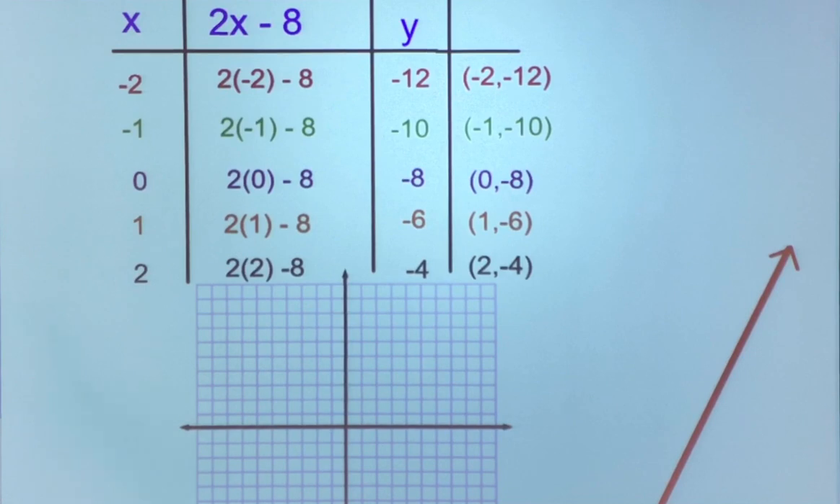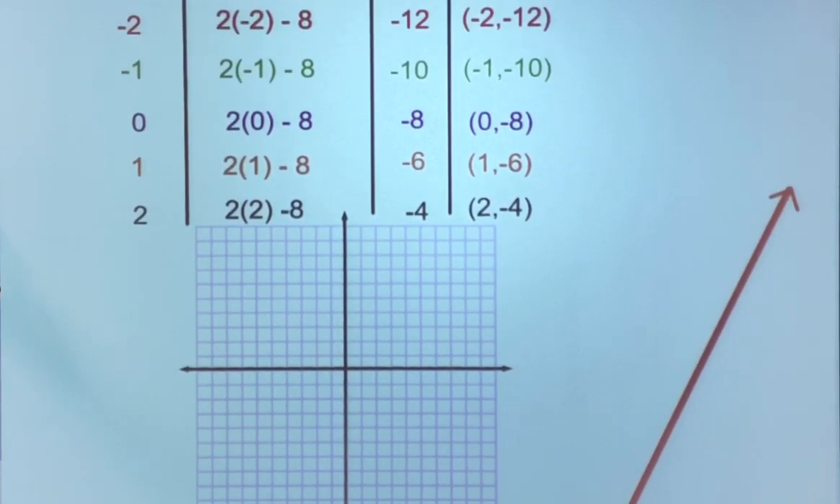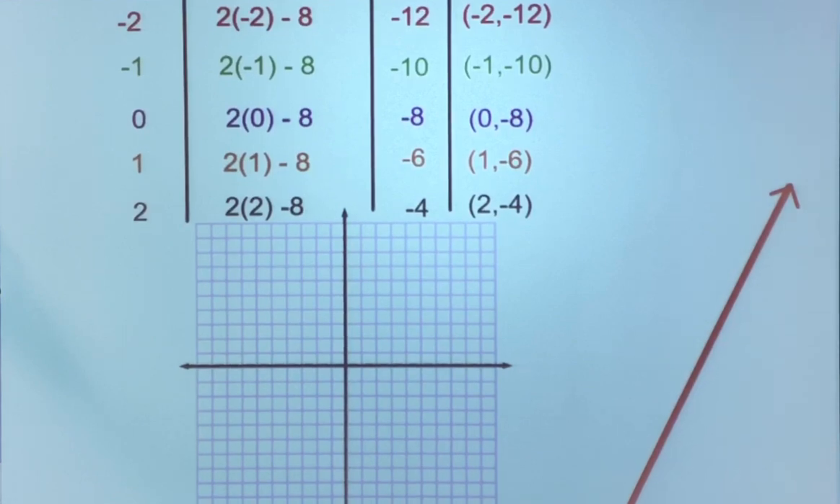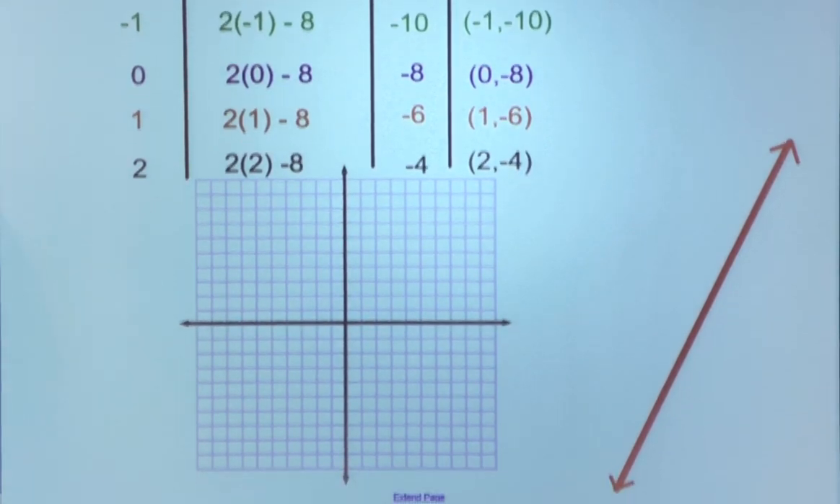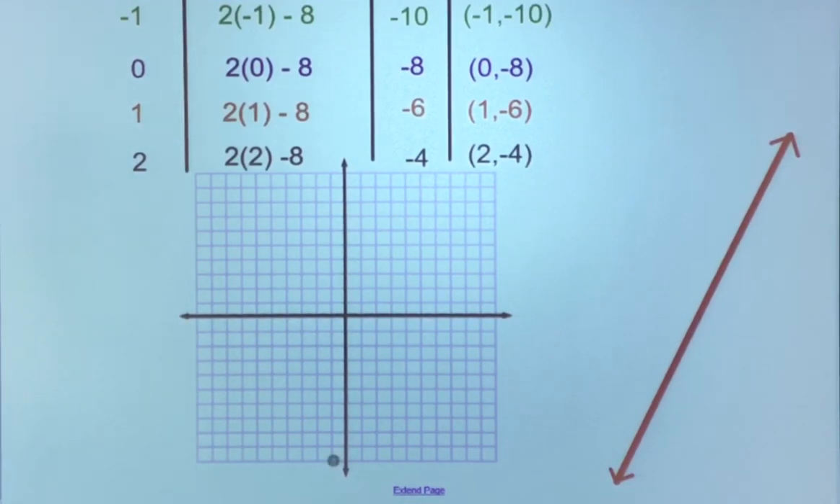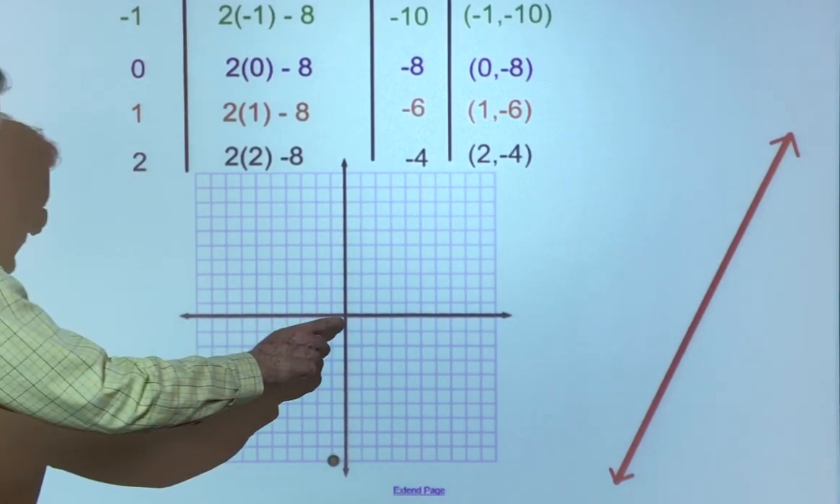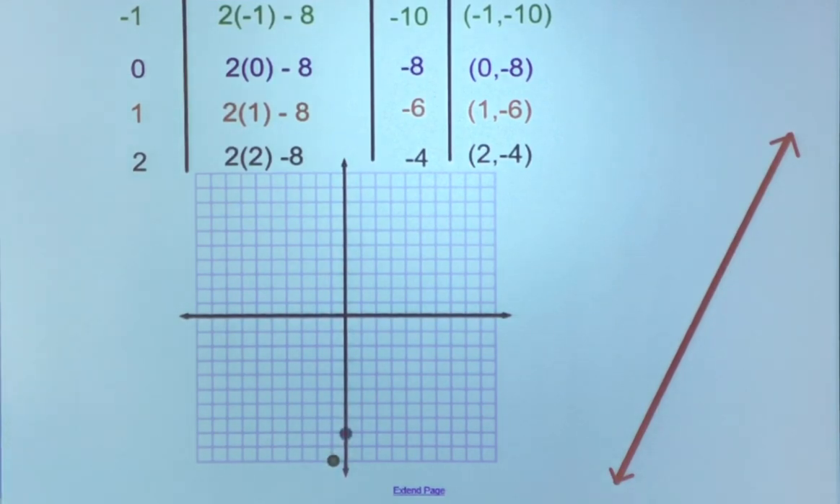Now we can take those ordered pairs and plot them on our coordinate plane. This is a 10 by 10 coordinate plane, so the negative 2, negative 12 will not fit. But the next one will, negative 1, negative 10 will fit on here. So it's negative 1, then negative 10, and there's our first point. Our next point was 0, negative 8. Well, 0, negative 8 don't go back or forth at all. Just go down to negative 8, and there's our point.